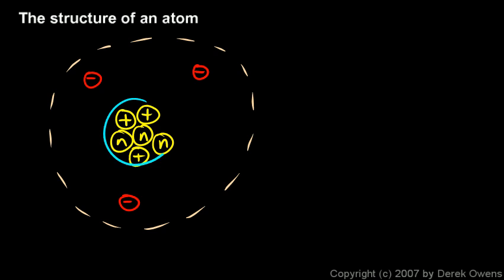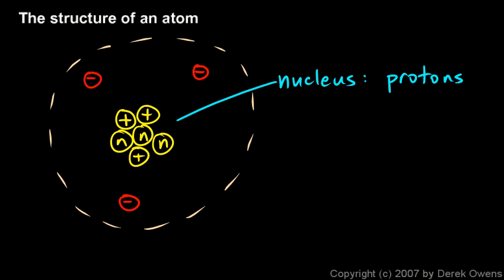You have this cluster of particles in the center called the nucleus, and it's made of protons and neutrons. The protons are the ones with the little plus signs there, and the neutrons are the ones with the N's. Okay, protons and neutrons make up the nucleus. And then electrons swarm around the outer edge.